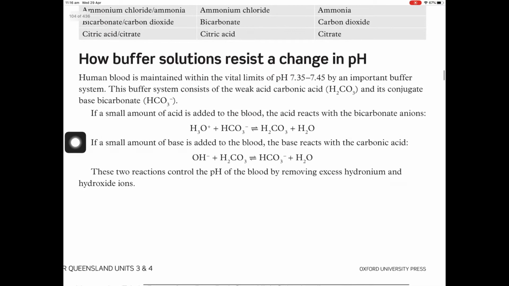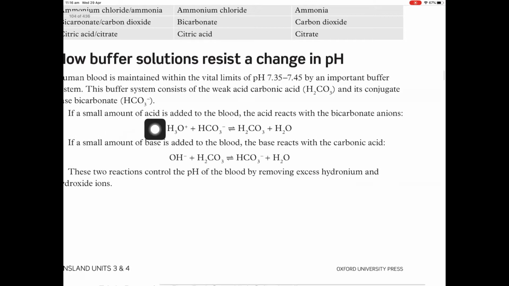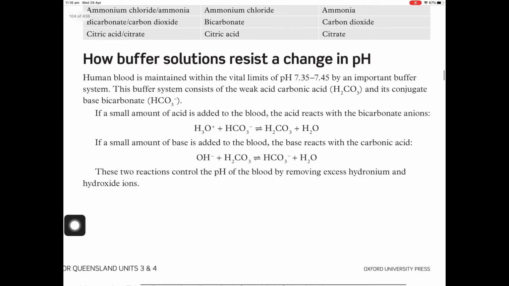If a small amount of base was added to the blood, the base reacts with the carbonic acid this time. The base, hydroxide ions, reacts with the carbonic acid, H2CO3, and that produces, or is in equilibrium with, the bicarbonate ion and water. So these two reactions, this one and this one, control the pH of the blood by removing excess hydronium and hydroxide ions.